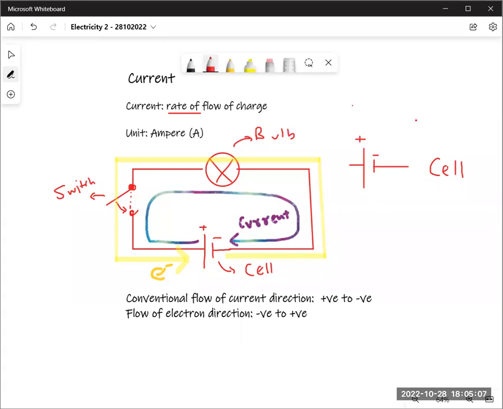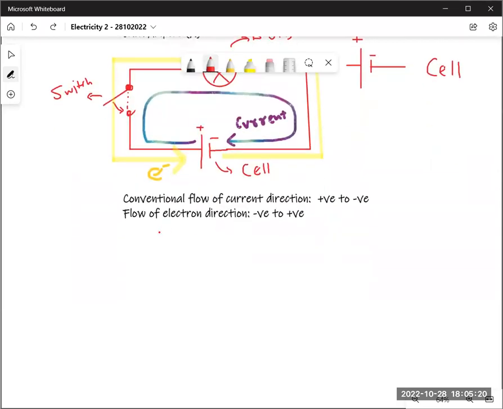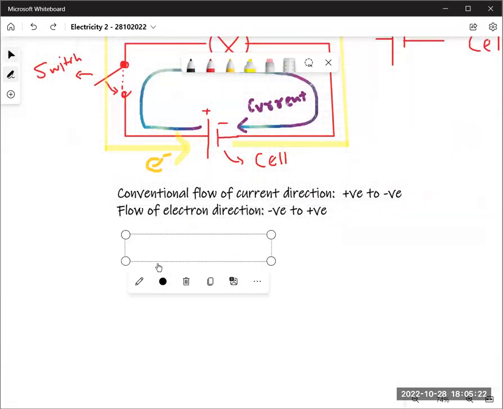Now, first thing first, Rana, what are we seeing here? We are seeing that electrons go from negative to positive. It's opposite. So let's write over here, just once, one more line right here: current flows opposite to electrons.